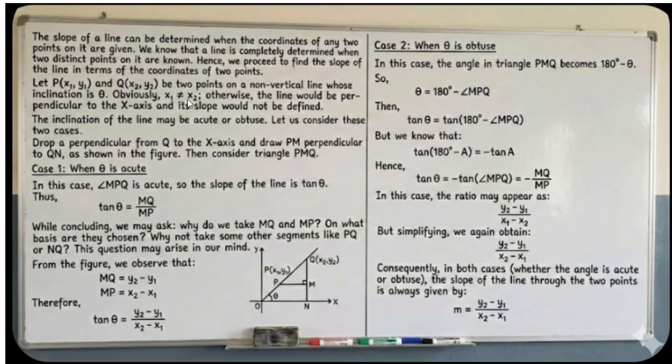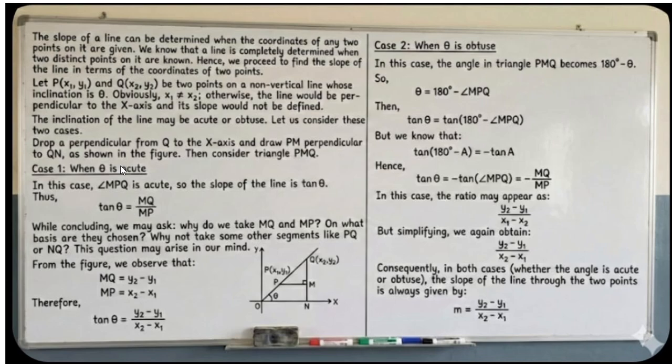And one more thing, this holds if x1 is not equal to x2. If x1 is equal to x2, it becomes a vertical line, and then the slope of that line is not determined. Therefore, provided x1 is not equal to x2, if they ask you to find the slope. But keep in mind, whenever 2 points are given, y2 minus y1 divided by x2 minus x1 will always give the slope, whether the angle is acute or obtuse. The same formula will hold.